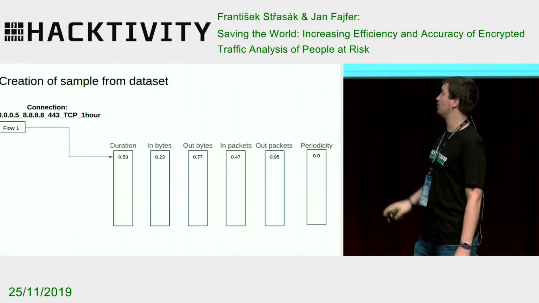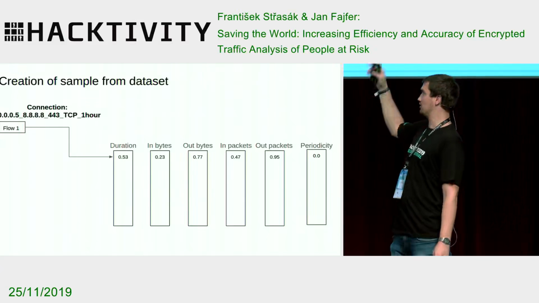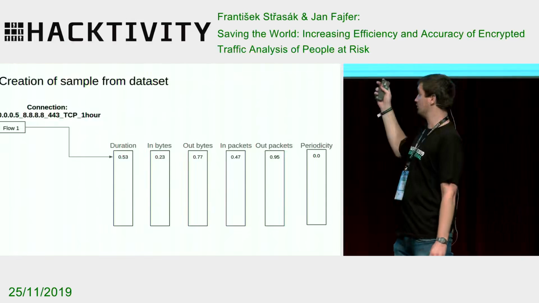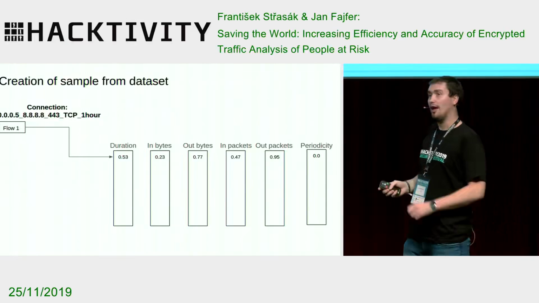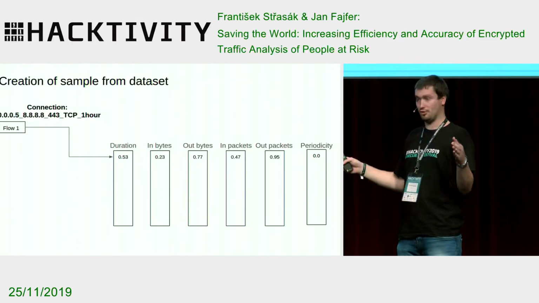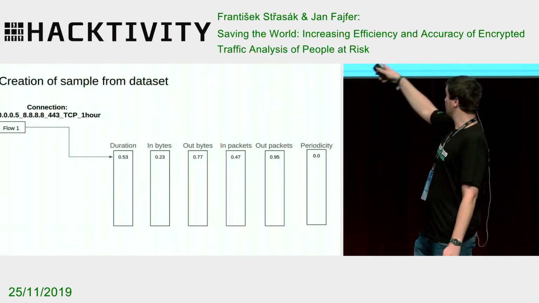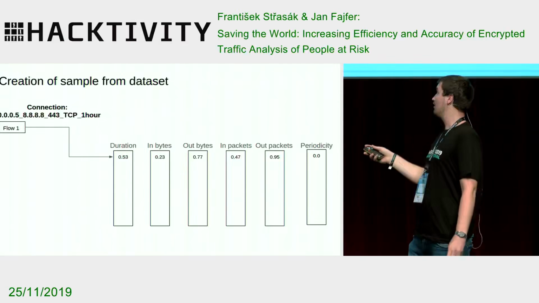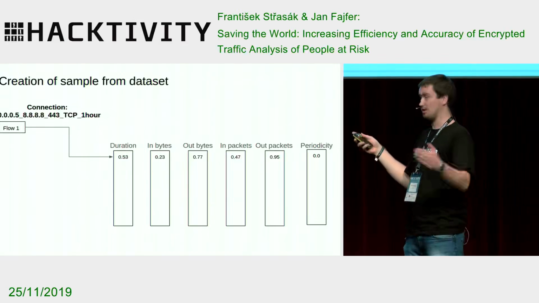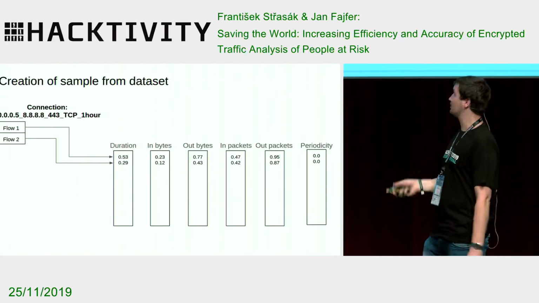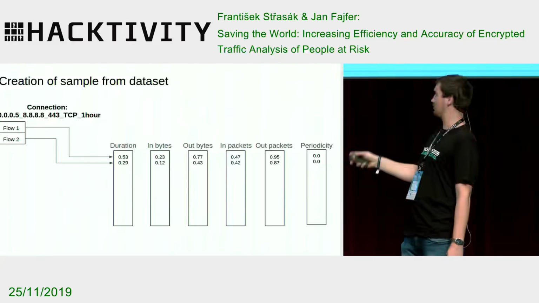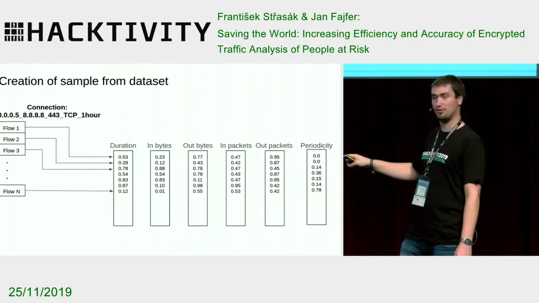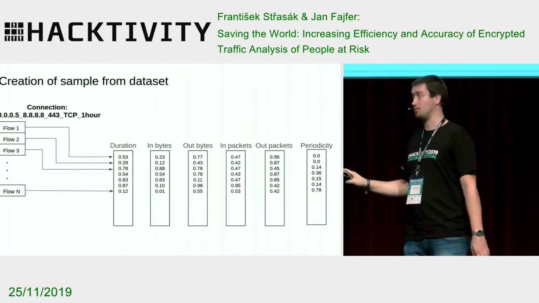So this is an example of an SSL aggregation. It's from IP 10.0.0.5 to Google, port 443 on TCP. And we have the first flow, and the flows are sorted by timestamp, so by time. We take all this information from the flow. Then we take the second flow by time, and we take the information from that flow, and we continue until we put in all information from the SSL aggregation.